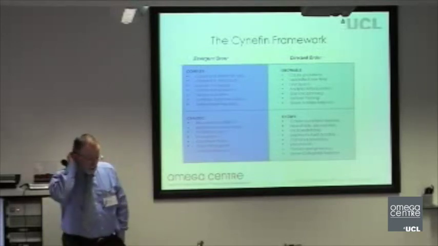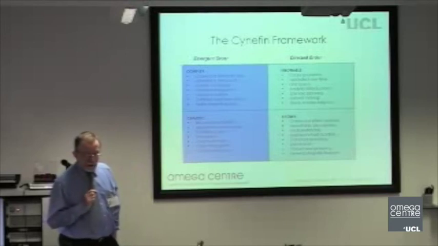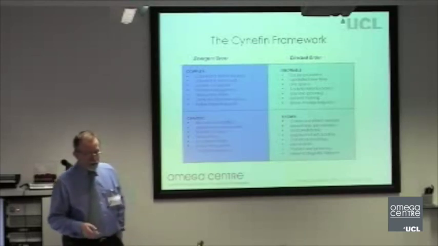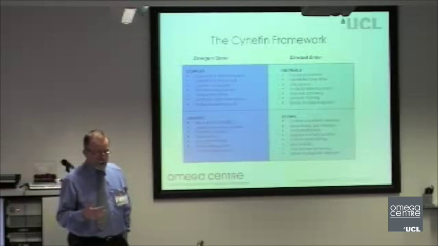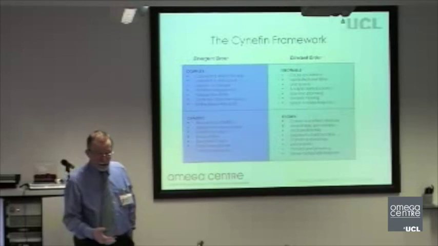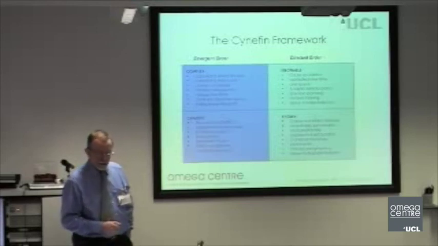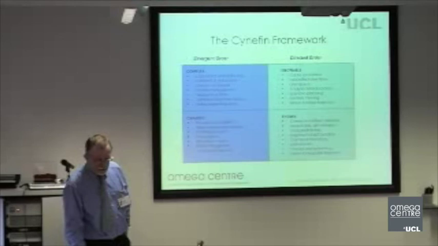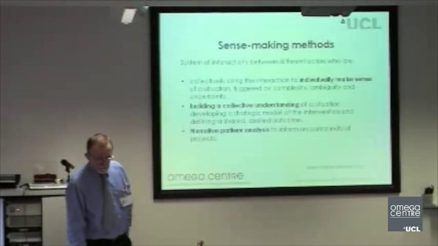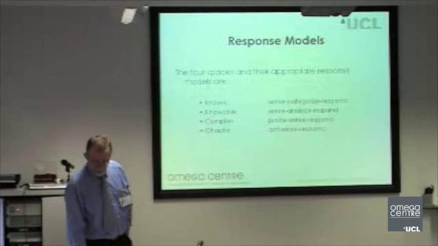On the right-hand side is what he calls directive order, more the sort of closed system territory. And on the left-hand side is emergent order, when we're dealing with complex and chaotic systems. His work concentrates on this emergent order, this left-hand side, the complex and the chaotic, and how to deal with that in decision making. He proposes a number of what he calls response models, how to deal with these different domains in terms of how one goes about making choices about actions.